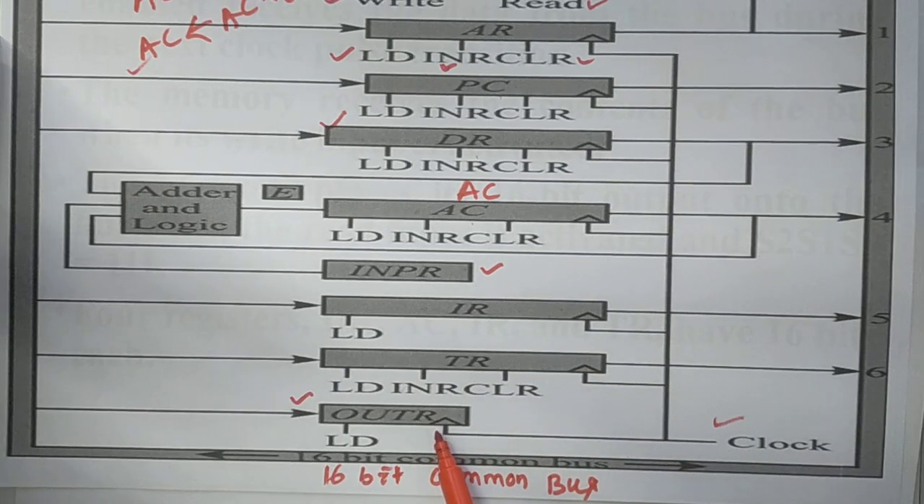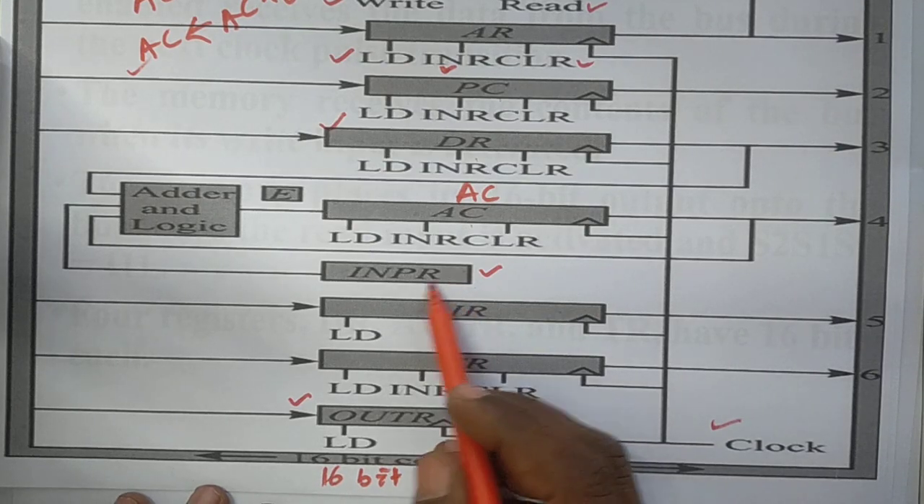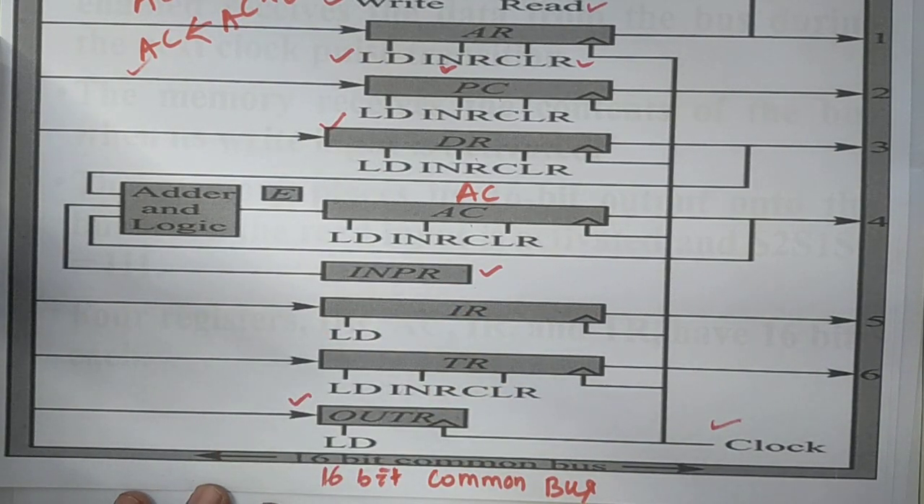and the output register, but it is not connected to the input register, it is not required. Only whenever necessary, it just gives the data from the input register. No clock pulse is required for the input register. Okay, so this is the basic concept of this particular common bus system.